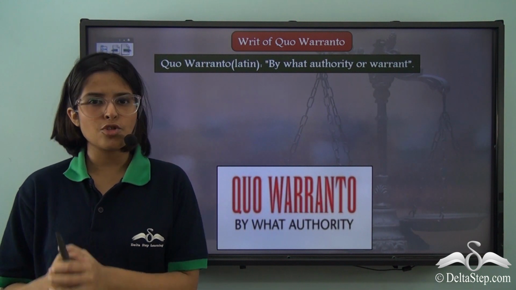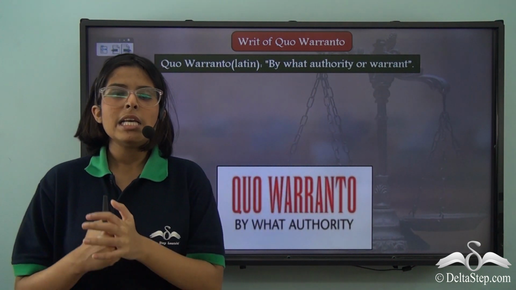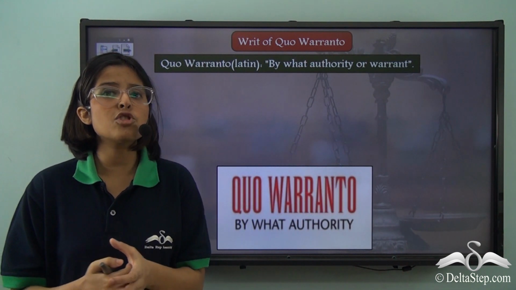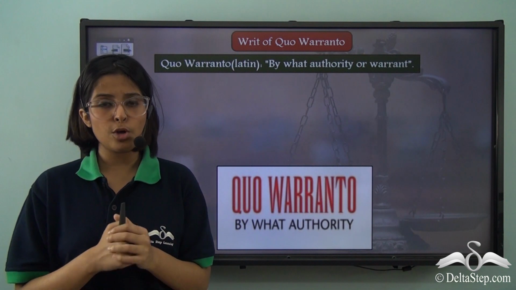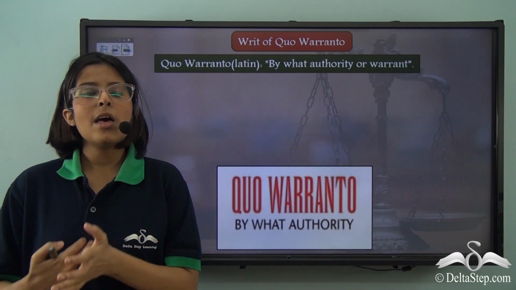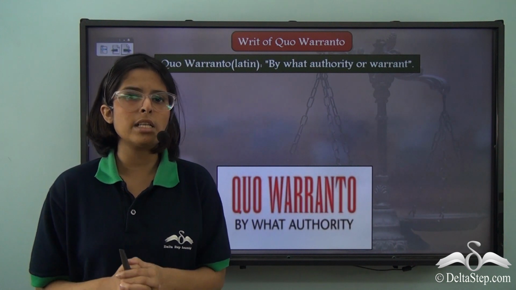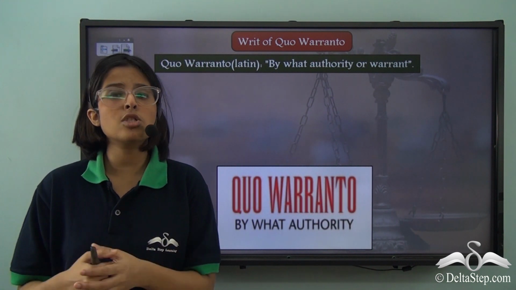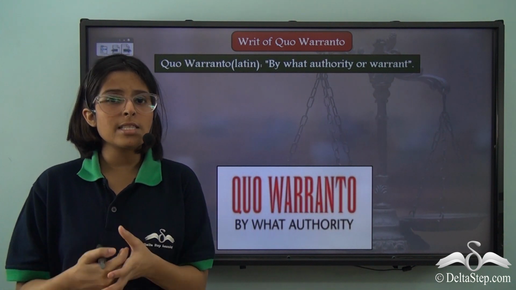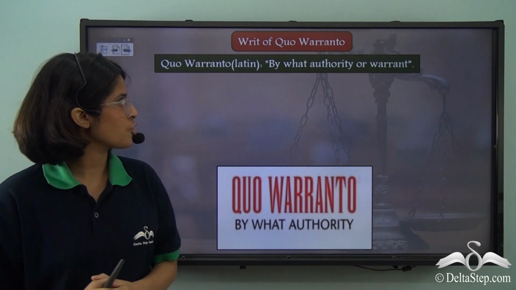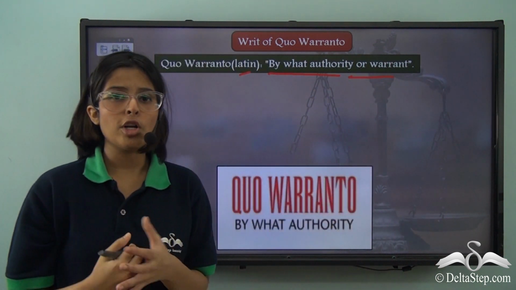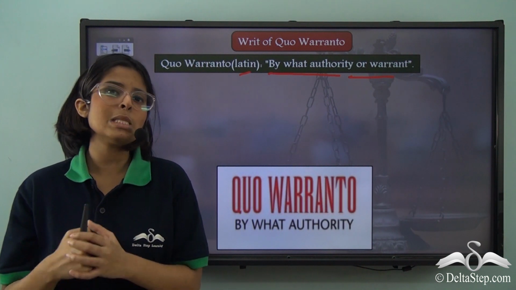That brings us to the last writ, which is the writ of quo warranto. If a person has illegally occupied a government office, or if he does not qualify for all of the eligibility criteria and has still been appointed for a government office, then one can file the petition for the writ of quo warranto. In this case, the person who is illegally or unlawfully holding a government position will be asked to give reasons as to by what authority he is holding that position. And if he cannot answer, or if he gives an answer which is not justified, he will be removed from his position. So quo warranto is also a Latin word which means by what authority or warrant. So by what authority is the person holding his public office?